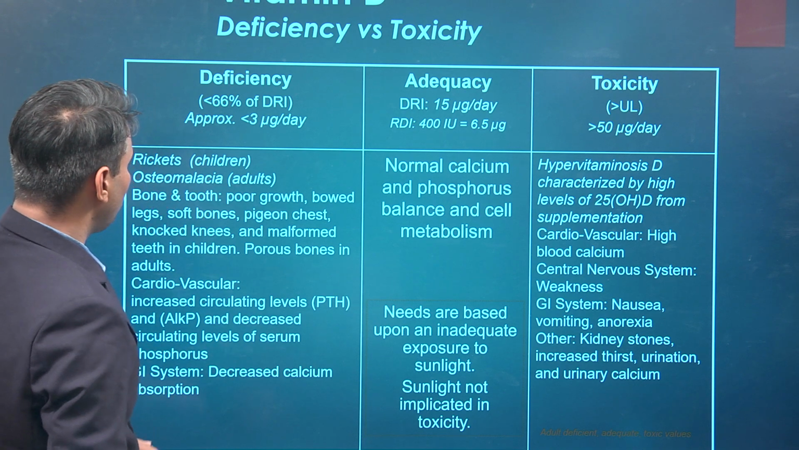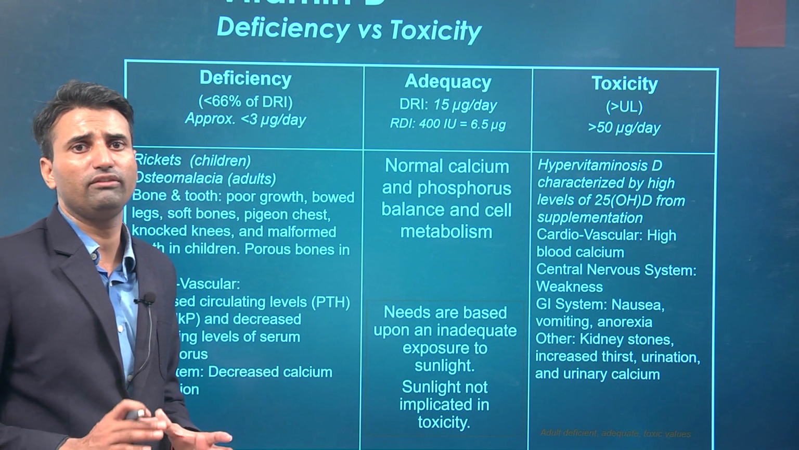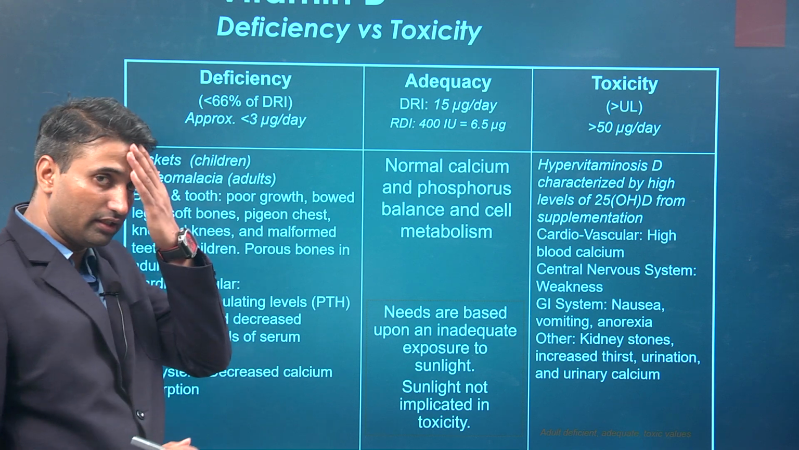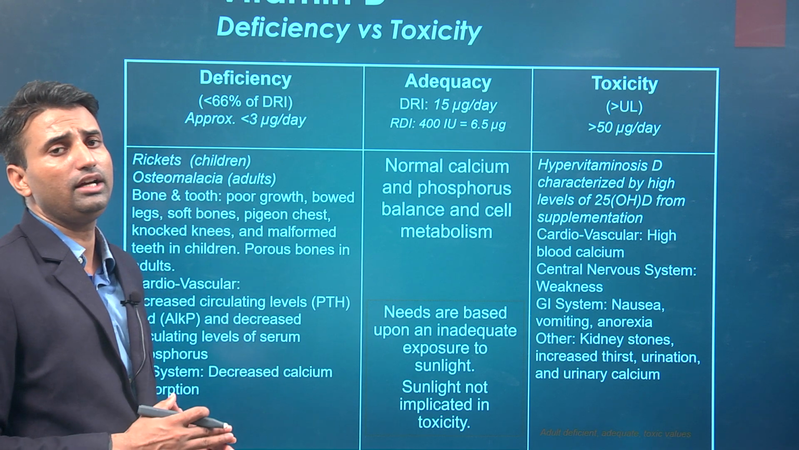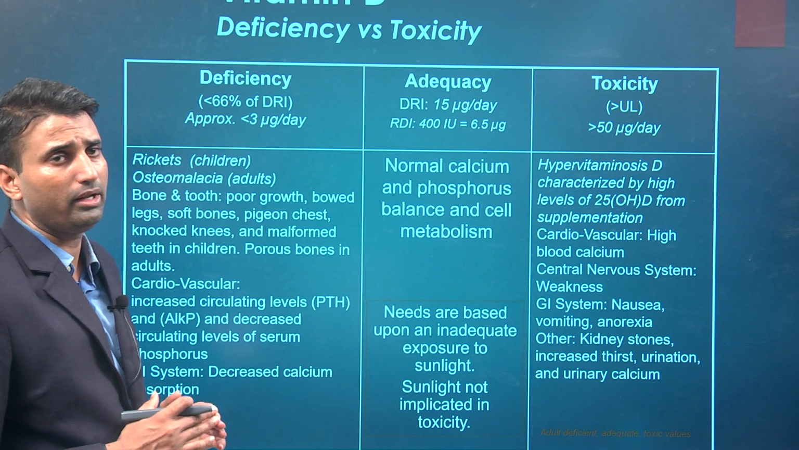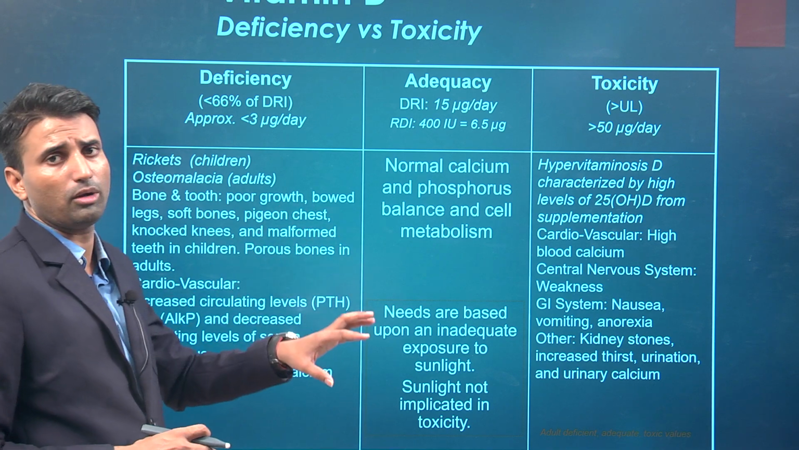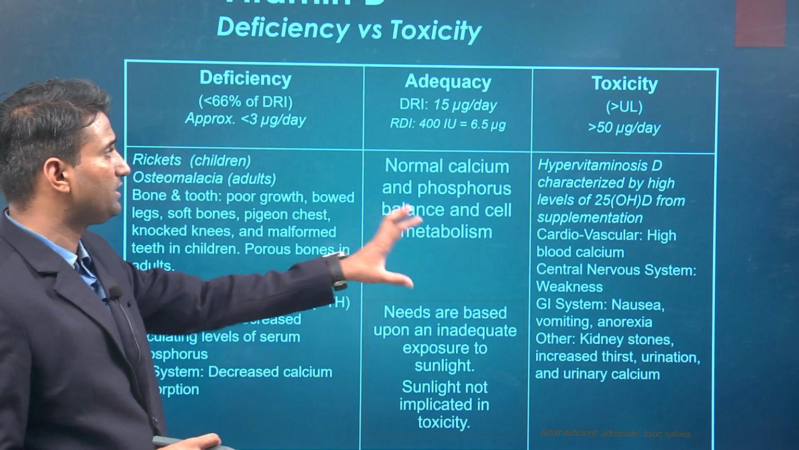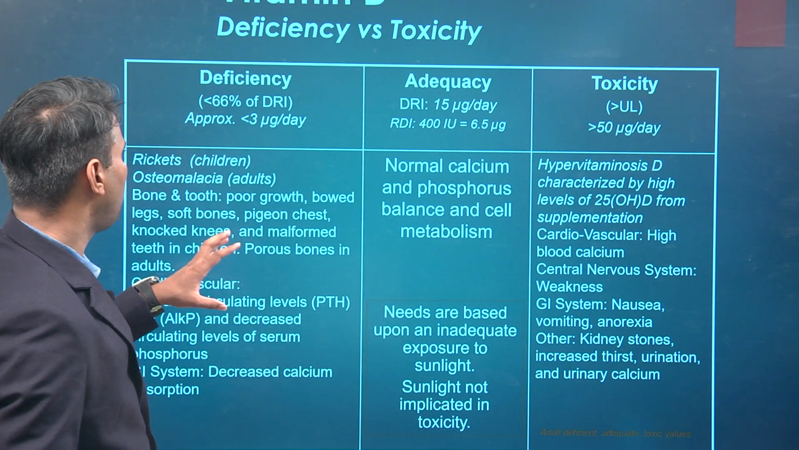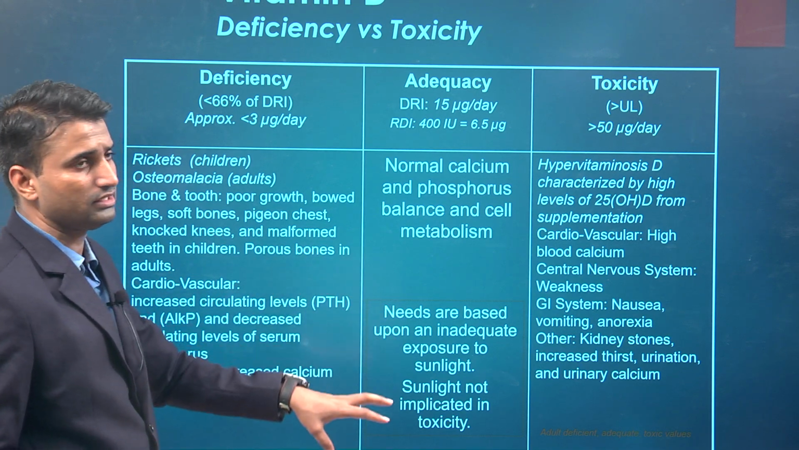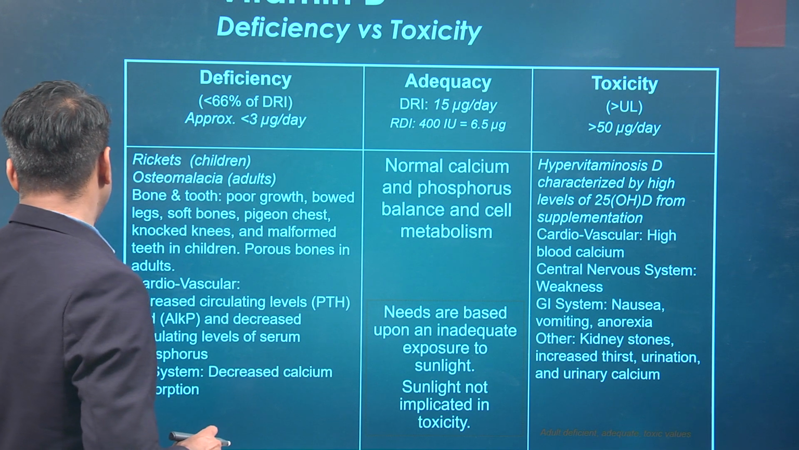Now let's talk about vitamin D. What are the problems associated with vitamin D? What is the deficiency, which is a problem? What is the adequacy, which is a problem? And what is the toxicity level, which is a problem? So we will discuss the deficiency, adequacy and toxicity of vitamin D. So let's discuss it.